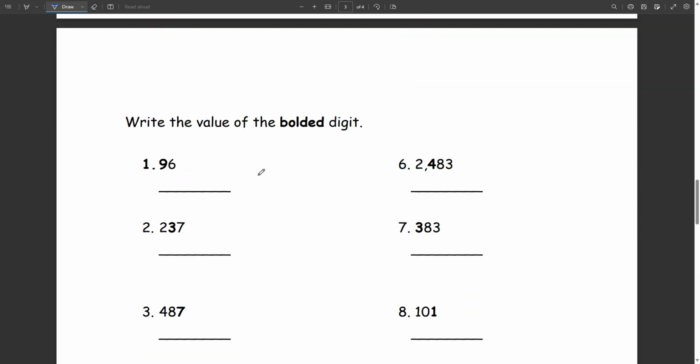So next is write the value of the bolded digit. So our bolded digit in this one for number 1 is 9.